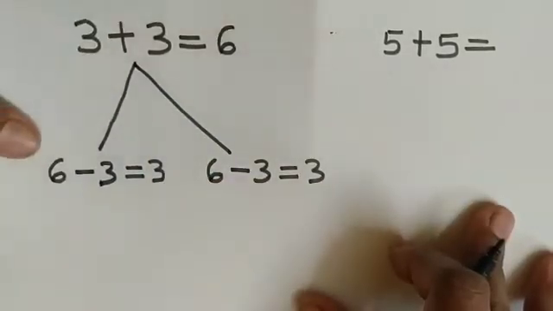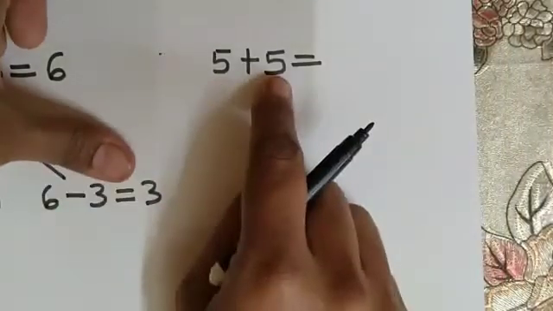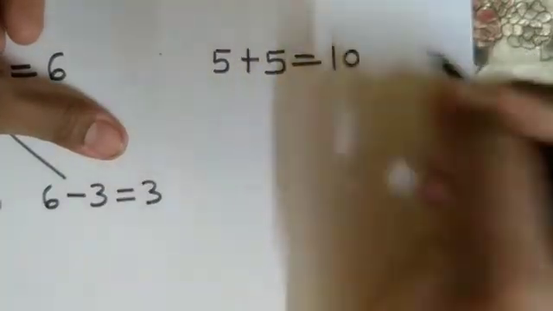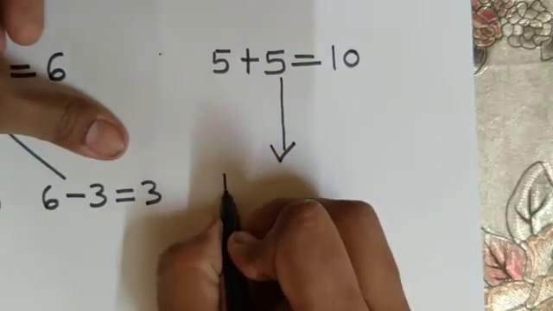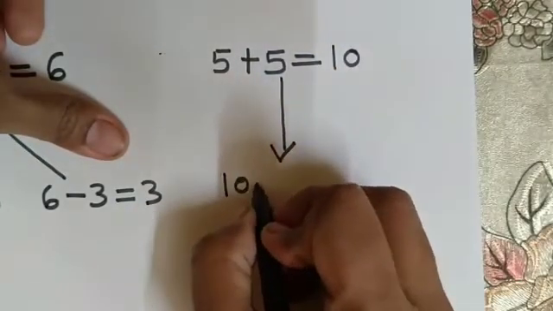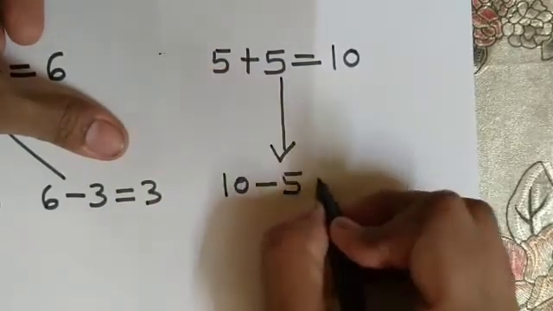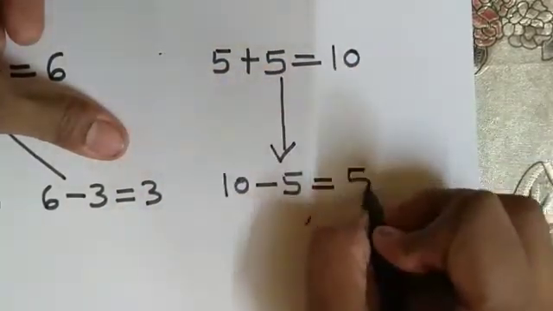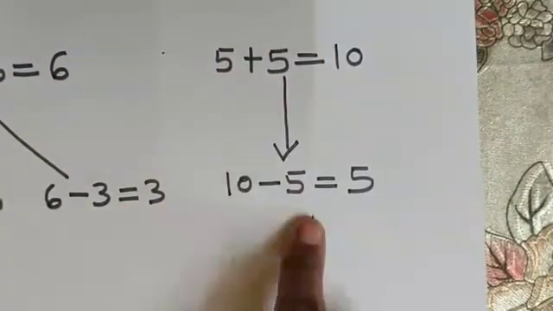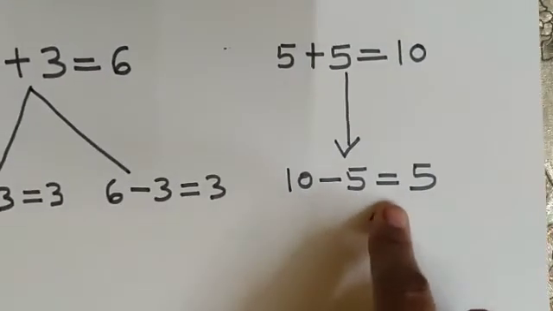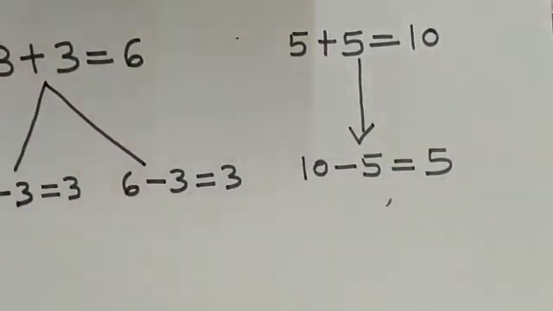Like this, here we have one more example. 5 plus 5 is what? 10. From this we will get only one subtraction equation. So from 10, if you are subtracting one number, that is 5, what will you get, children? The other number, that is 5 only. Both the numbers are same. Because of that, we will get only one subtraction equation. Means if you have the addition problem of the same number, then you will get only one subtraction equation.